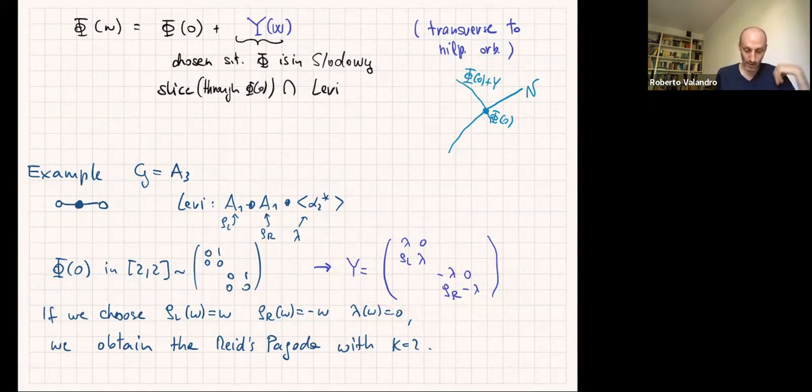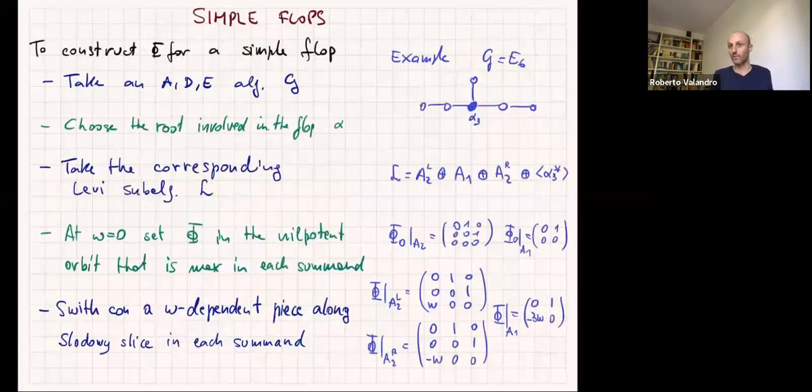And now what you are left with is taking these three parameters and letting them depend holomorphically on W. So any different choices give different Calabi-Yaus. The choice that I've written here gives back the Ritz pagoda that we have seen before. So now we are ready to approach any simple flop.